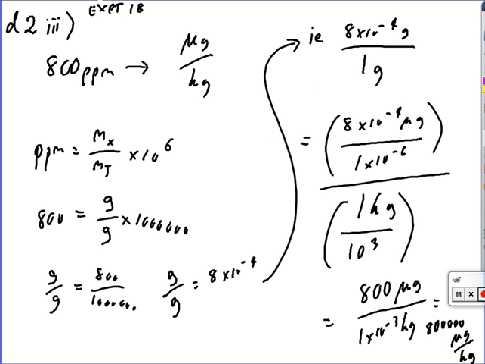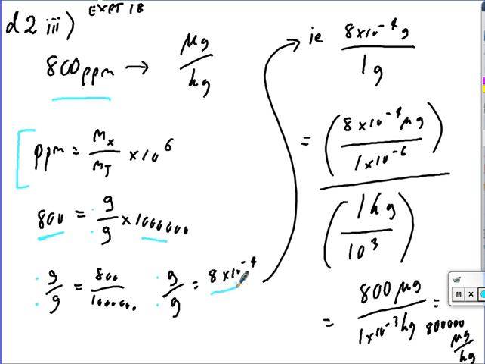Another style of question on experiment 18, it's D number 2 part 3. You've been given 800 parts per million, and you've got to convert that to micrograms per kilogram. You need to remember that parts per million is the mass of a substance divided by the total mass times a million. So in this case, the parts per million is 800, so 800 equals the mass per mass, and don't forget those masses in parts per million have to be the same units, times a million. Just rearranging that equation, the grams per gram is 8 times 10 to the minus 4.